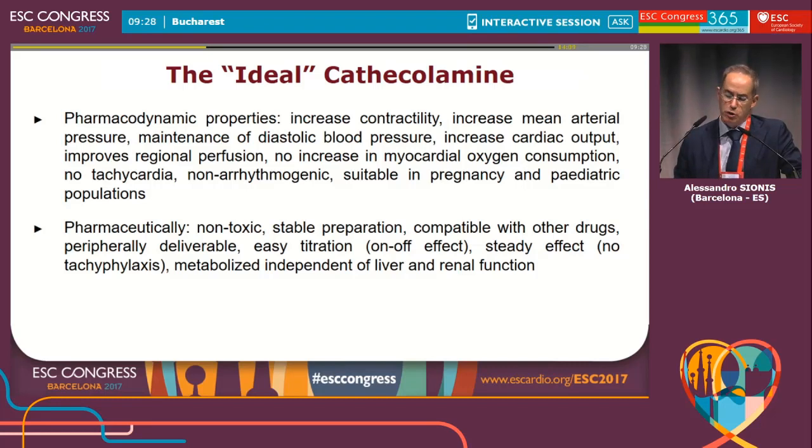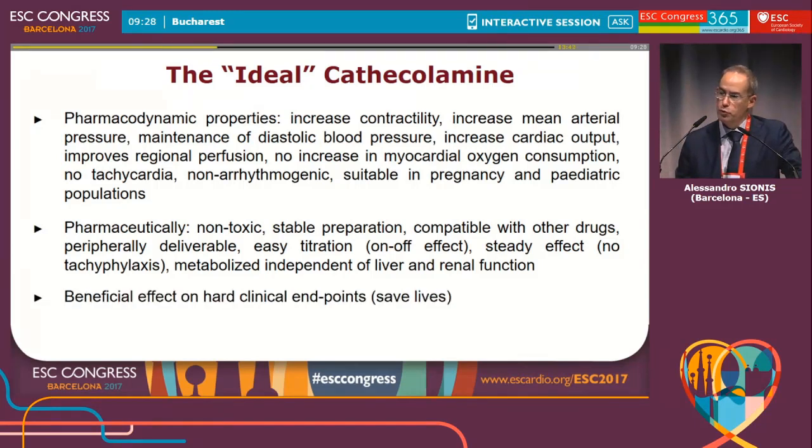Also, from a pharmaceutical point of view, we like this drug to be non-toxic, stable, compatible with other drugs, and peripherally deliverable, which is not true for most catecholamines. We want easy titration, ideally a non-on/off effect, a steady effect without tachyphylaxis, and, since we're having a wish list here, a drug metabolized independently of liver and renal function. What we would also like is for our drug to have beneficial effects on hard endpoints, to save lives. And, since we're asking, not to be too expensive.